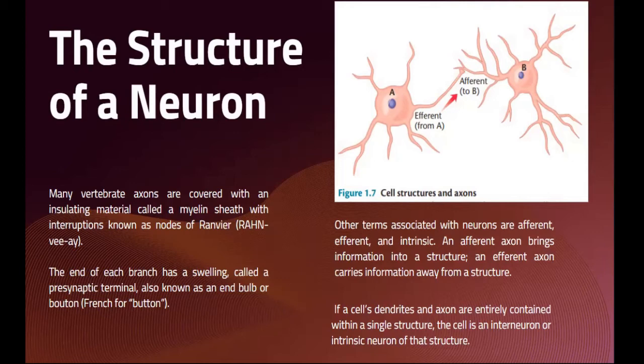If a cell's dendrites and axon are entirely contained within a single structure, the cell is an interneuron or intrinsic neuron of that structure. For example, an intrinsic neuron of the thalamus has its axon and all its dendrites within the thalamus.